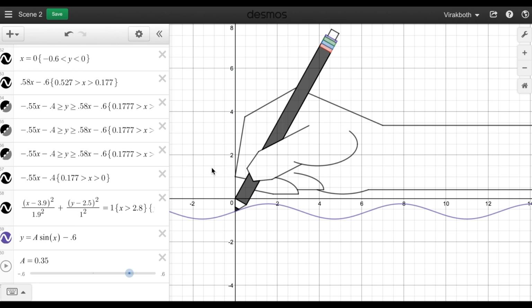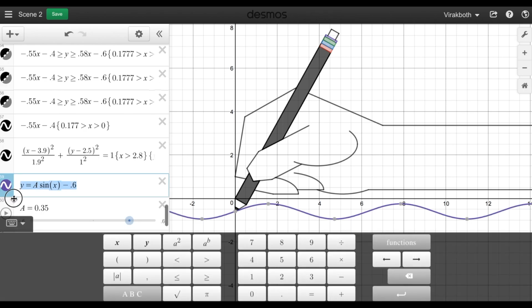There are also several functions I used for this video. Firstly, in scene 2, I used periodic function or sine function in the form of y equals a sin x minus b to create a graph that repeats itself to represent the drawing from the pencil.